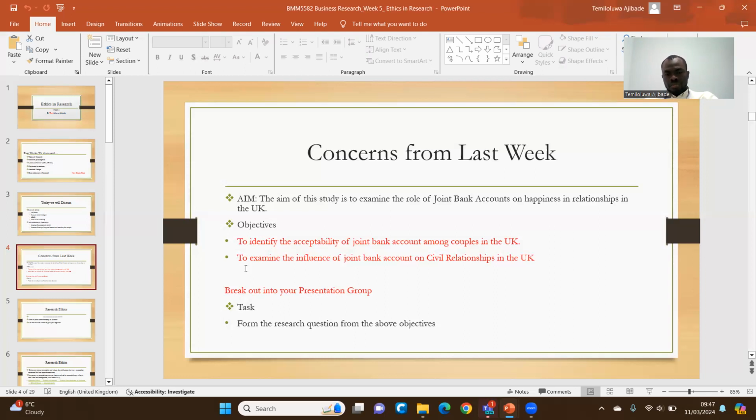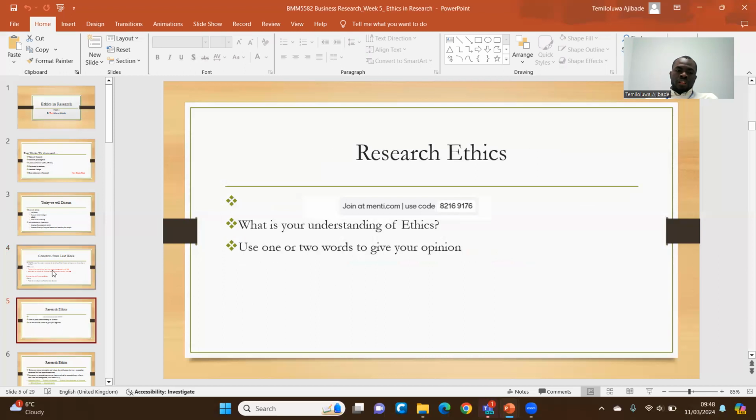So the second one, for instance, which I mentioned now is, how does joint bank accounts influence civil relationships in the UK? The first one I said, to what extent do couples accept joint bank accounts in the UK? So you can see these are different ways of forming research questions from research objectives.